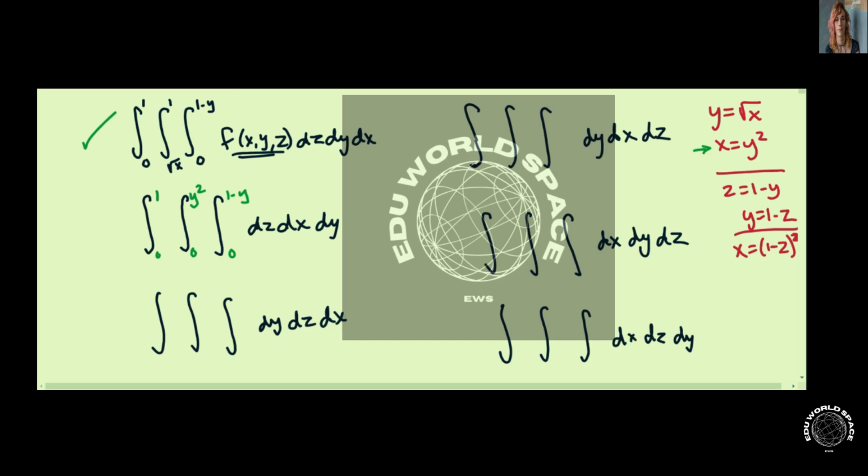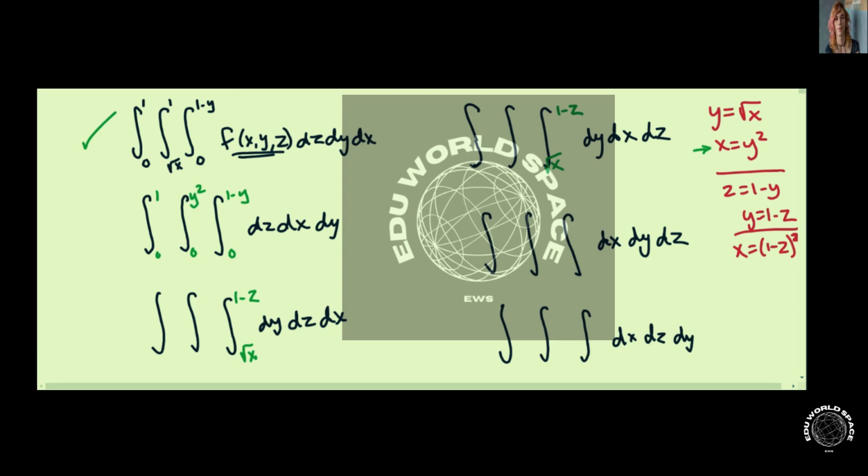Okay, now what if I did y first? So that's our next two. I'm going to do dy first. Well, in either case, if you look at that picture, y is going to go from the square root of x to 1 minus z. That's the limits there. So in either case, whether I'm going dy, dz, dx, or dy, dx, dz, I'm going to go from the square root of x to 1 minus z.